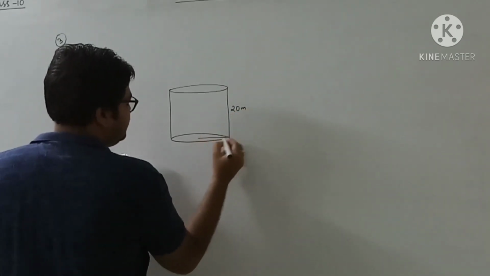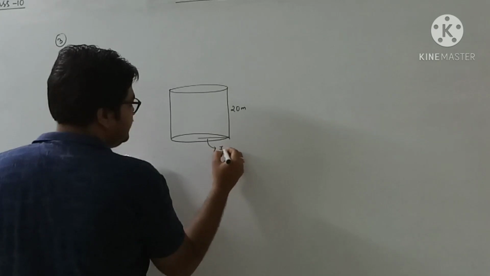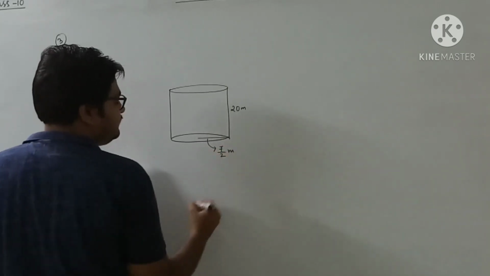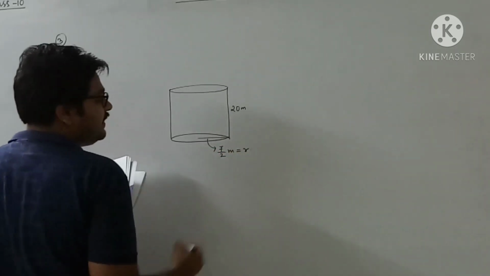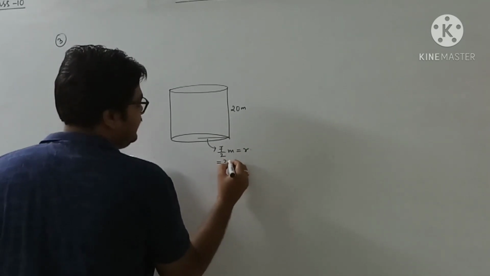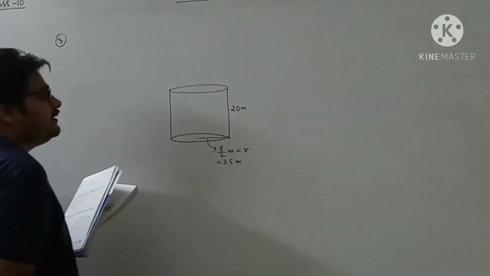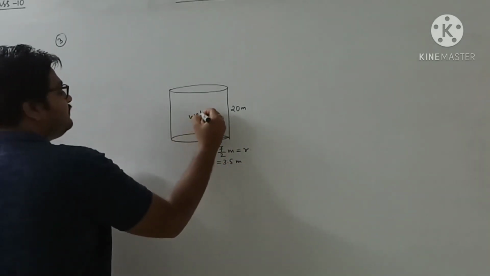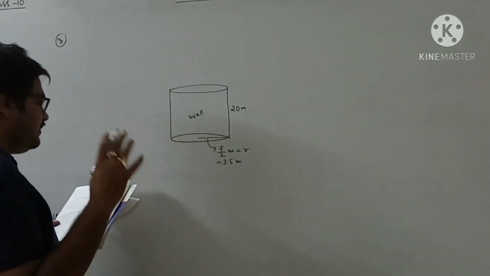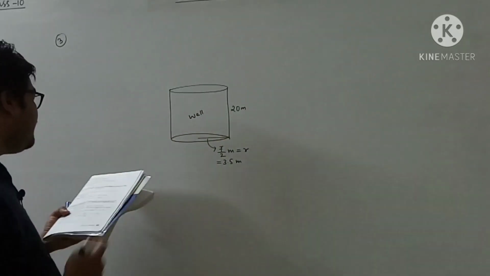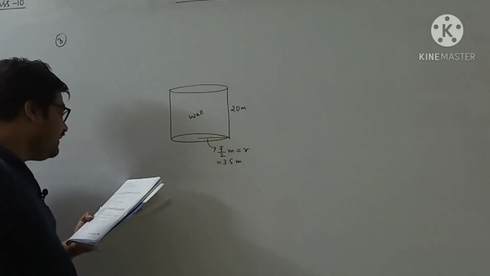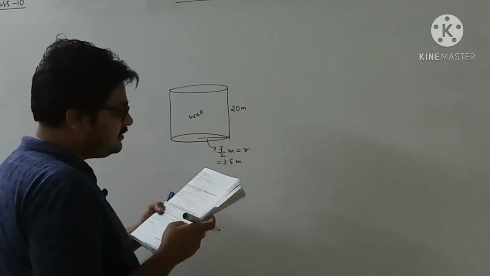Diameter 7. So what will be the radius? 7 by 2 meter is the radius. So how much is coming? 3.5 meter. So this is the well whose height is 20 meter deep actually. So height is 20 meter and diameter is 7 meter. So you got the radius also.